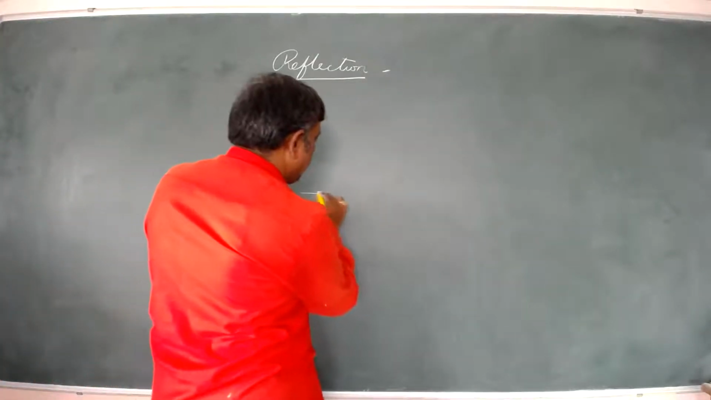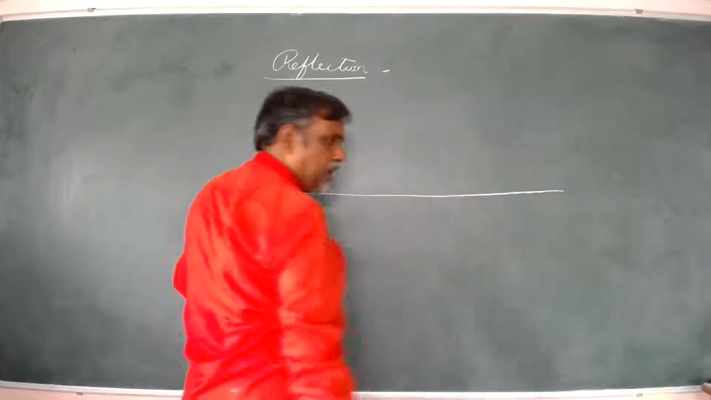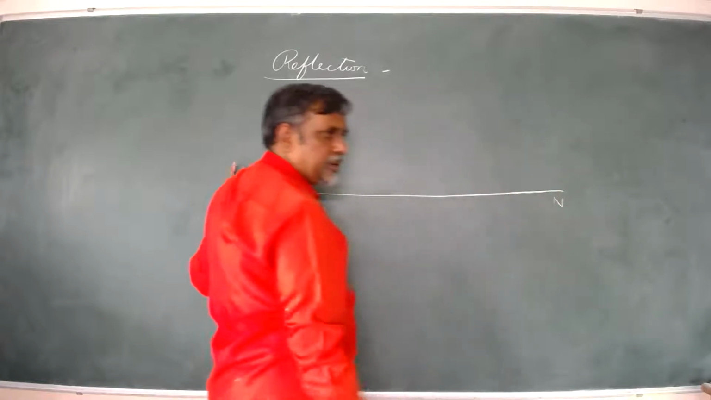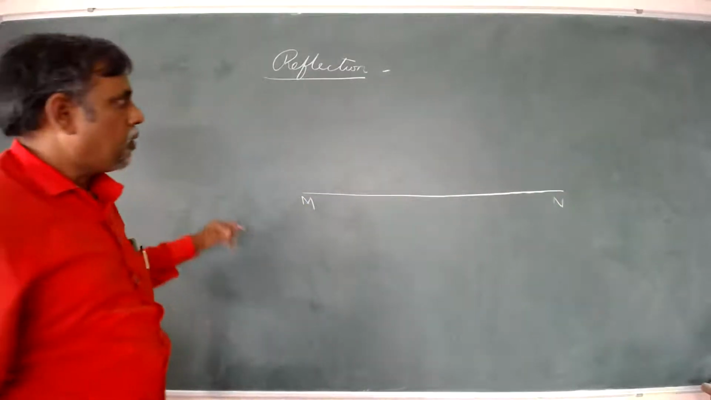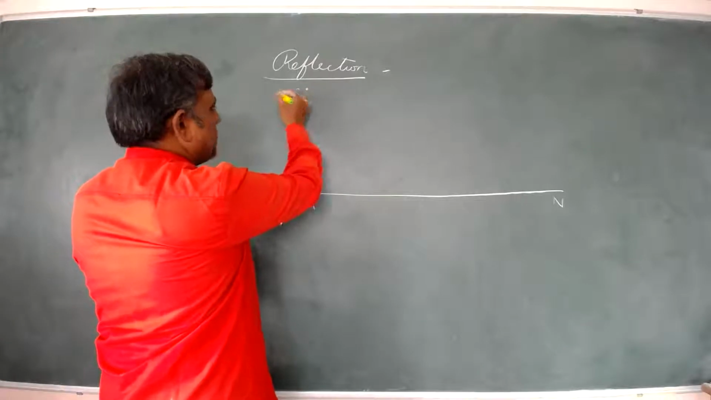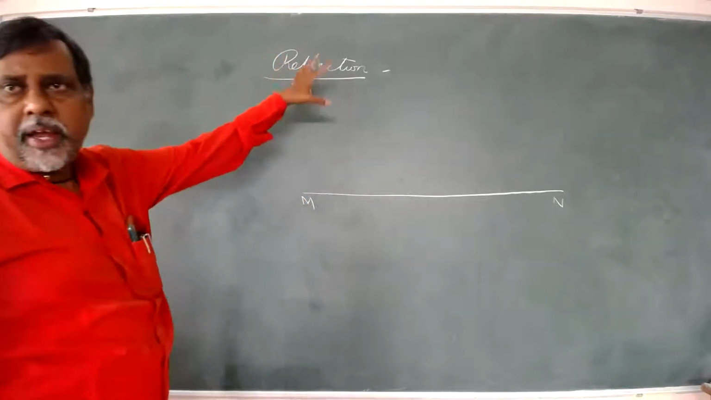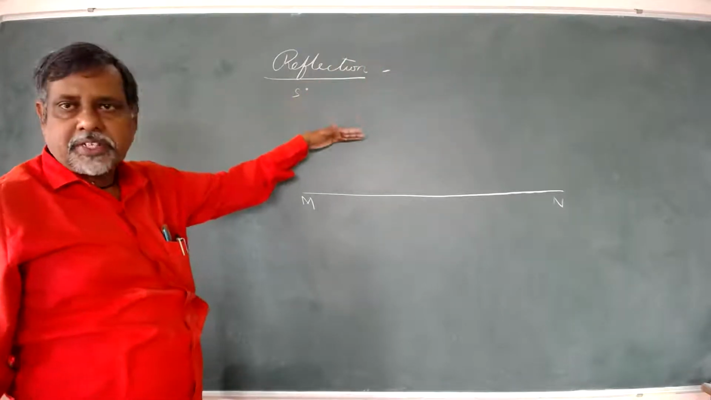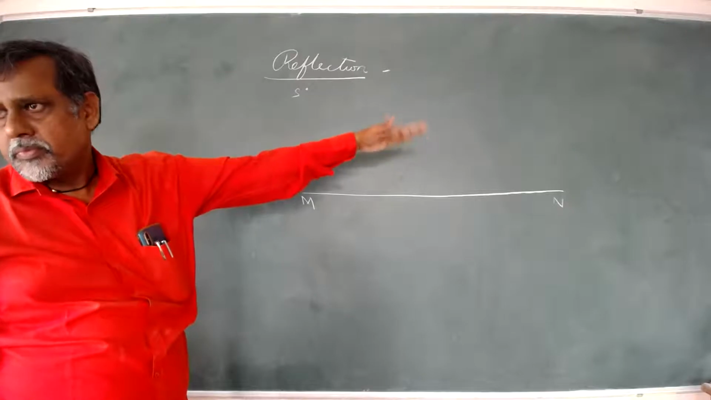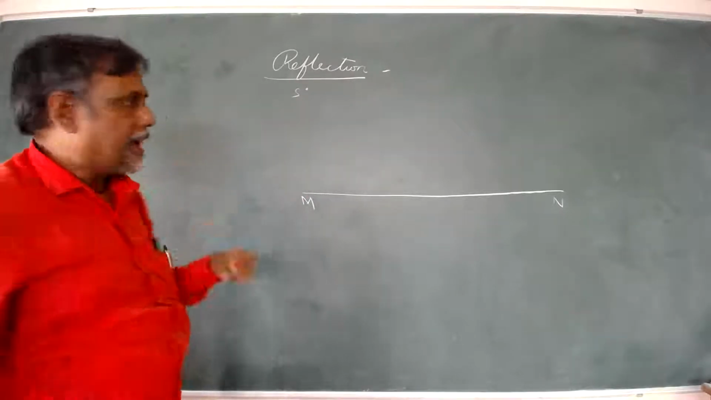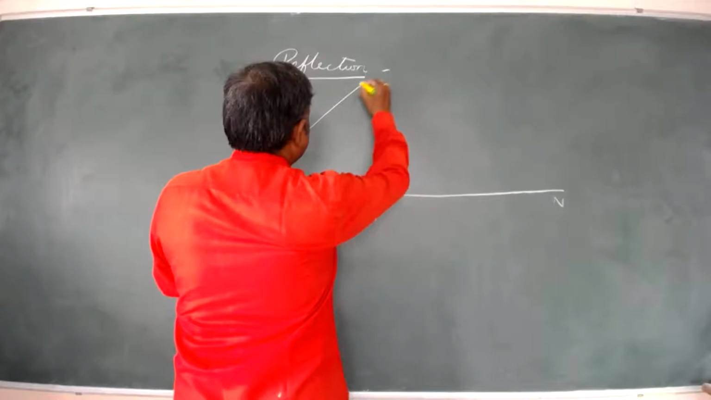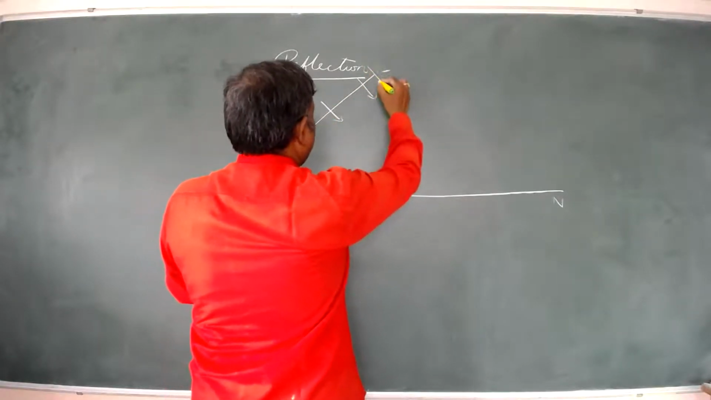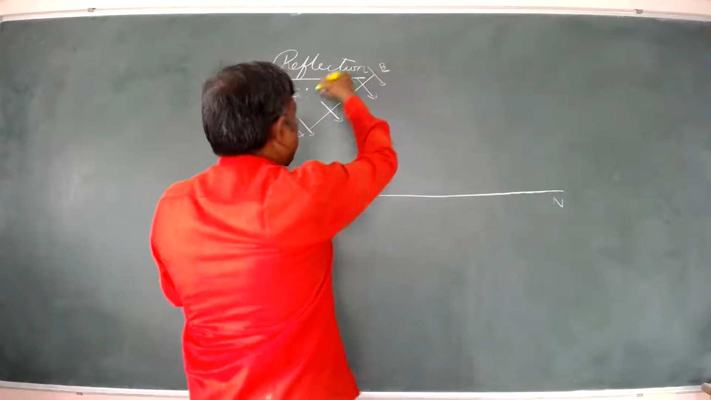Look at this here, this is the reflecting surface we have taken. This is M and N. Imagine this is the reflecting surface. Now, there is a source present over here. Let this source emit spherical wavefronts. In those spherical wavefronts, I will take a small portion. Then it becomes a plane wavefront. Let this be the plane wavefront which is approaching like this. This is AB. AB is the plane wavefront.